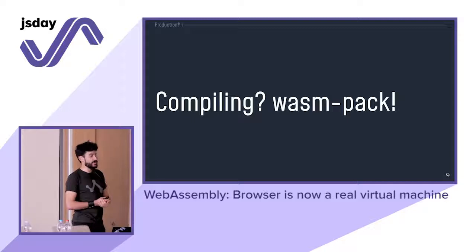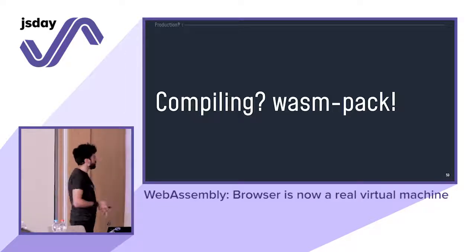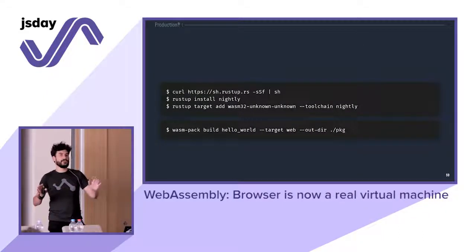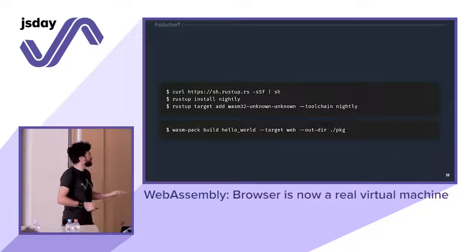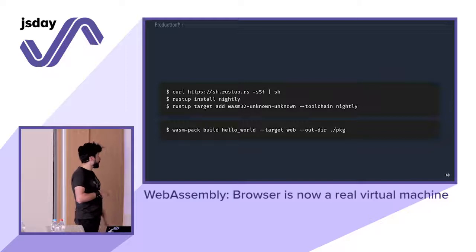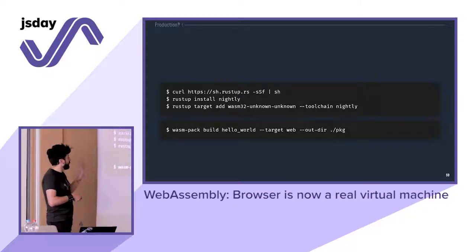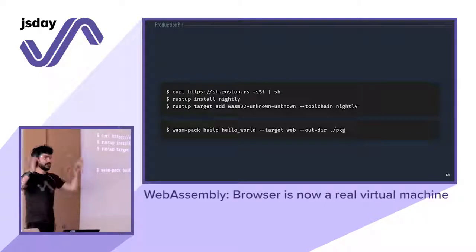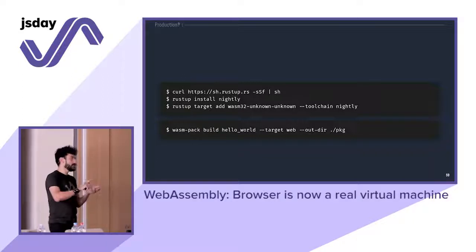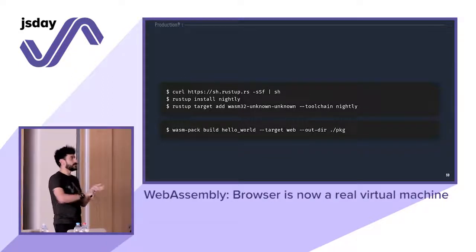So we had a tool, which is wasm-pack. And wasm-pack allows you to simplify your workflow with WebAssembly. You just have to install some Rust binaries. It means a nightly compiler, and declare a new target, which is the WASM target. And then you just have to run wasm-pack build for your project, target for the web, your output directory, and it works.